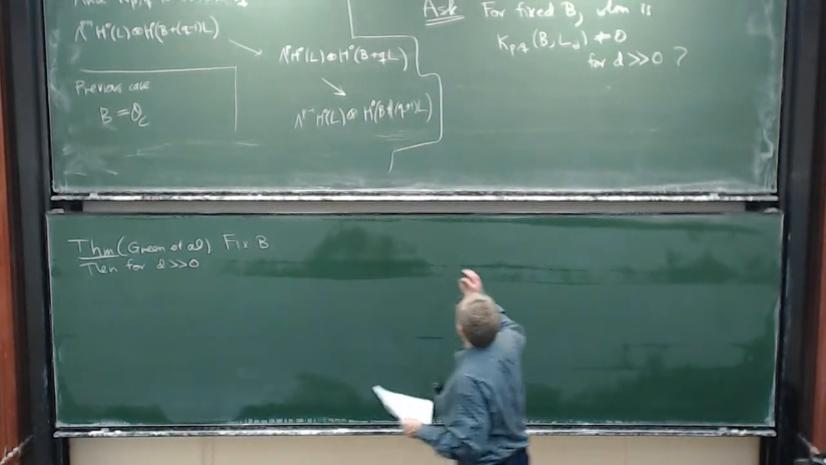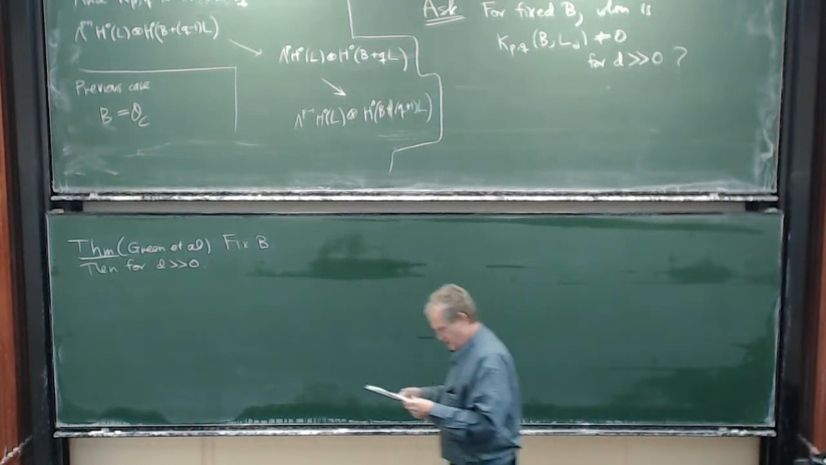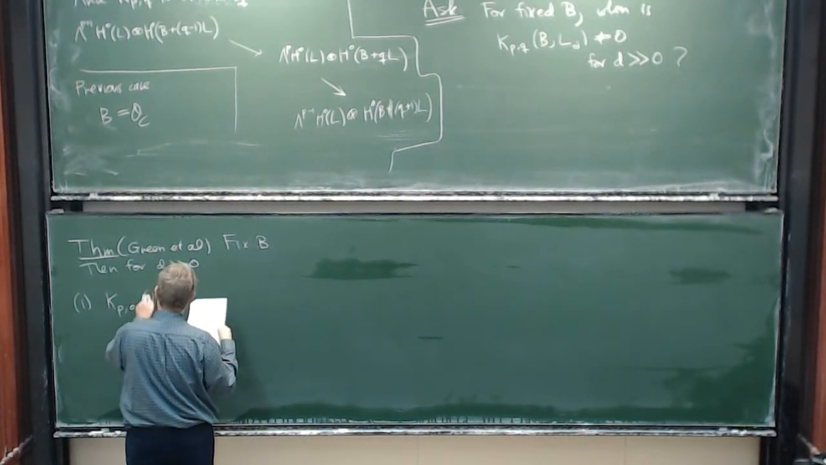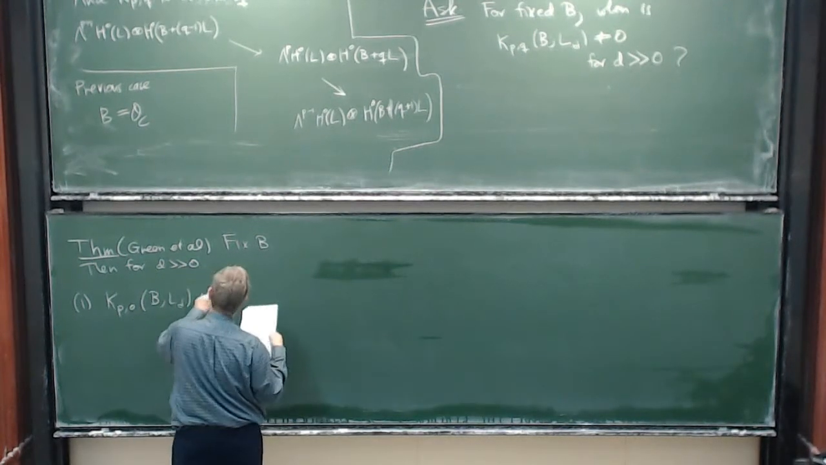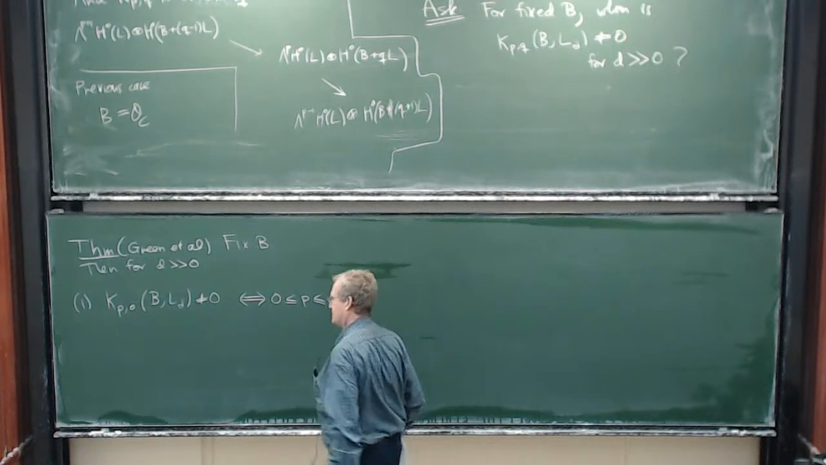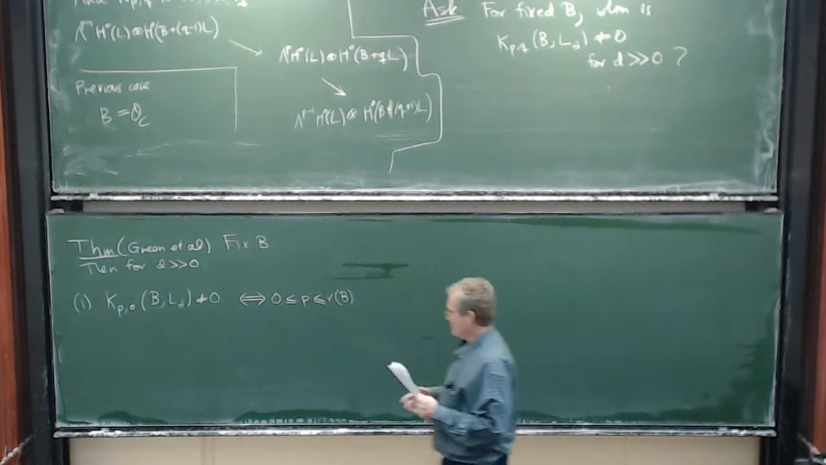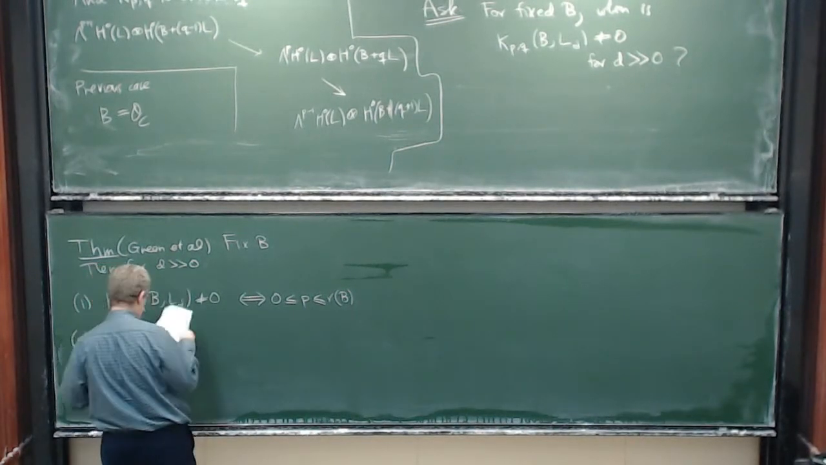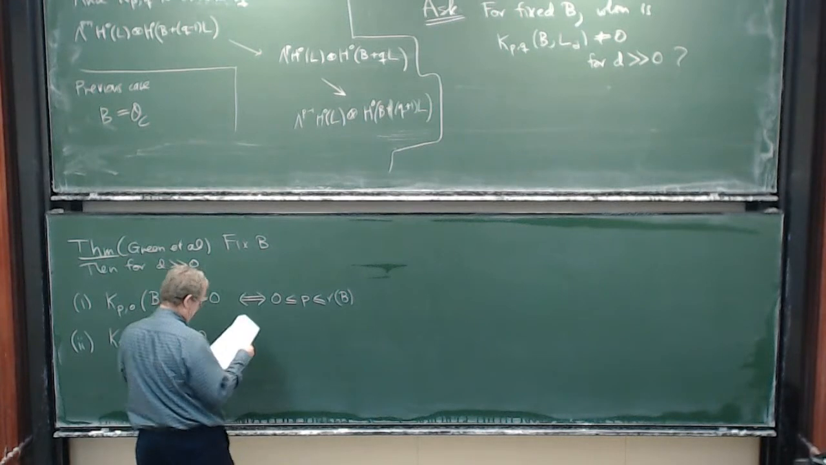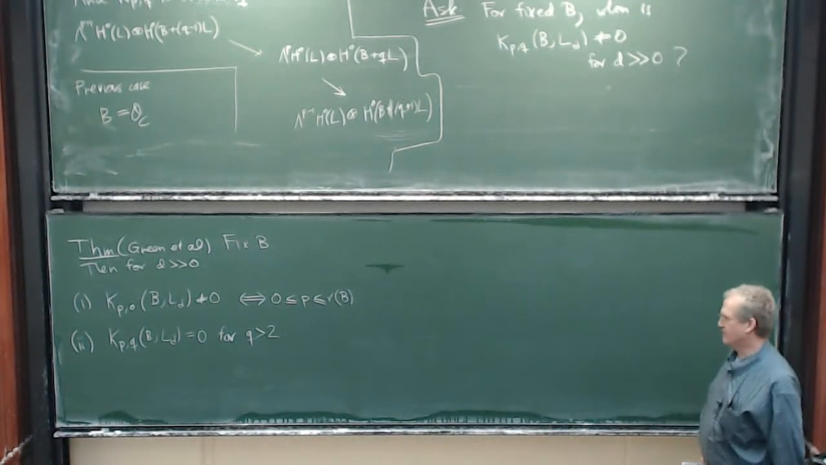So first of all, we can always completely control the weight zero syzygies of B. That's to say the degree zero generators, the weight zero relations. So the first statement is that K_{P,0} of B with respect to L^d is non-zero if and only if 0 is less than or equal to P is less than or equal to r(B). So r(B) is the number of sections minus 1. So these are the weight 0 syzygies. The second statement, which is again just coming out of Castelnuovo-Mumford regularity, is that we never get syzygies of weight 3 or higher. So K_{P,Q} is 0 for Q bigger than 2. So you can only have weight 0, 1, and 2.